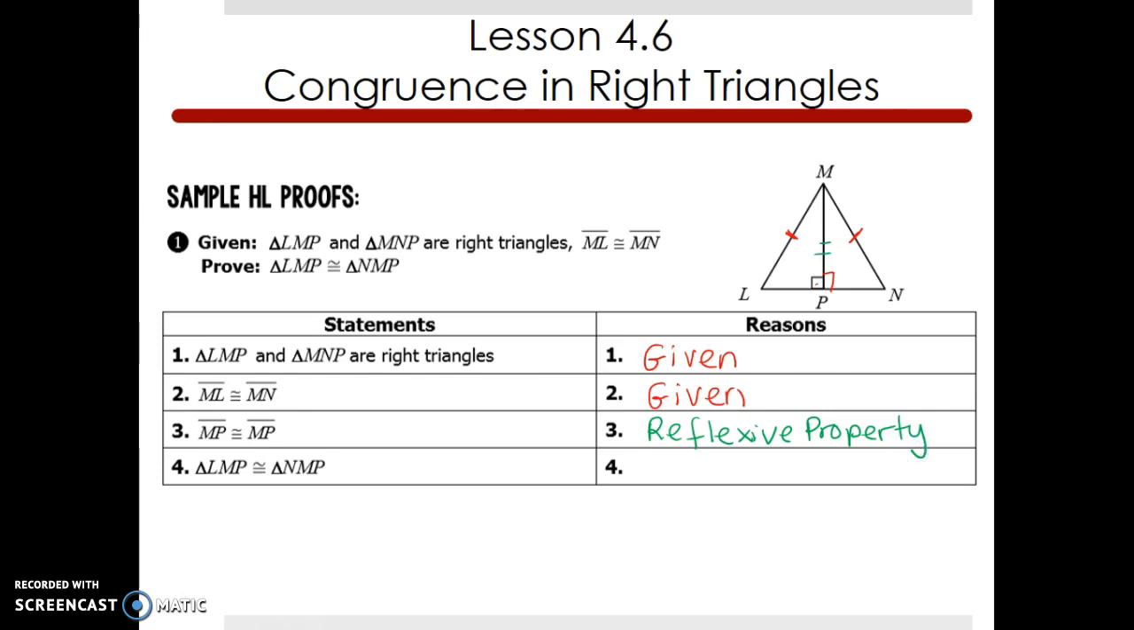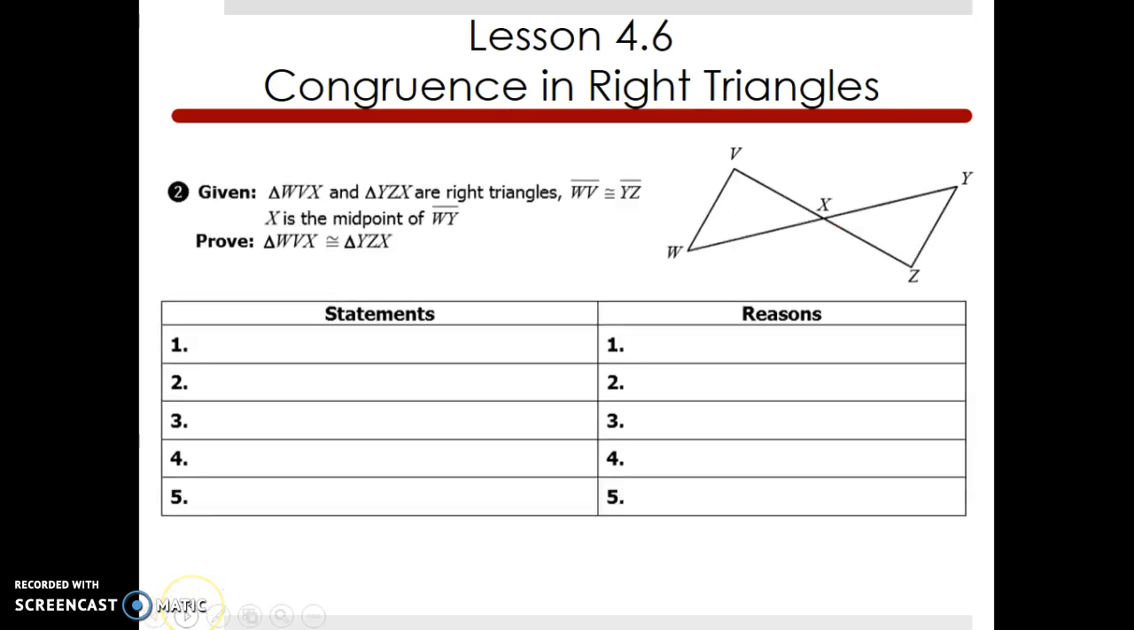So now you have a right triangle. Anytime I have a right triangle, I'm going to first check for HL before I do anything else. It has a right triangle, the hypotenuses are congruent, and I have one leg that's congruent. So that's going to be hypotenuse-leg. Let's try the next example.